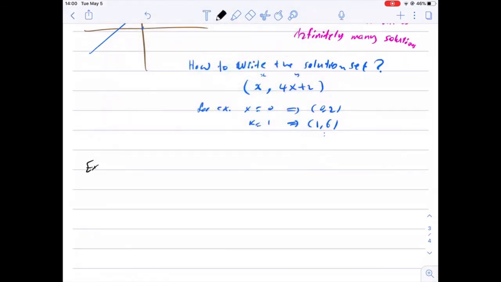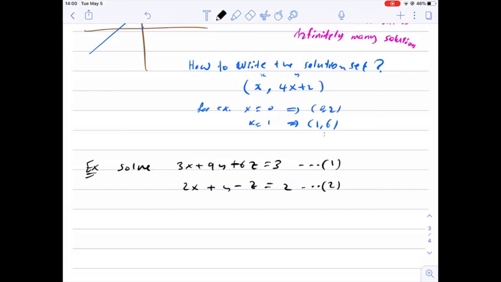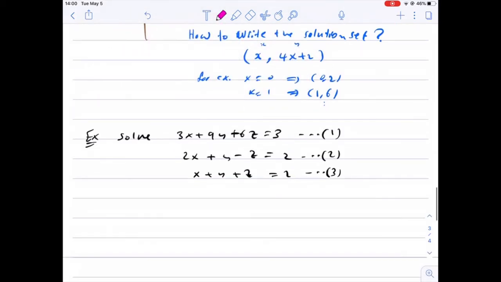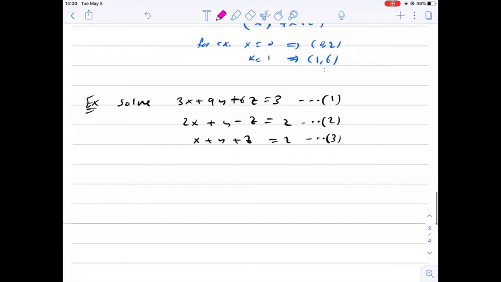The last example is a 3 by 3 system. If we want to solve the system 3x plus 9y plus 6z equals 3, this is the first equation. 2x plus y minus z equals 2, this is the second equation. And x plus y plus z equals 2, this is the third equation. Now we want to solve this system. We can use the elimination method. It's better to use the elimination method for this system and in general for 3 by 3 systems.